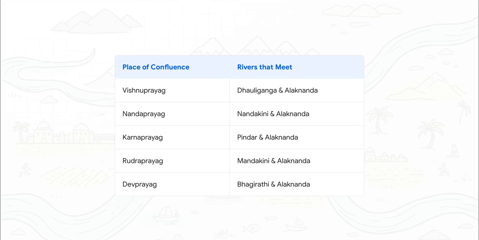You see that one constant? It's the Alaknanda River. It's like the main channel, collecting waters from the Dali Ganga, Nandakini, Pindar, and Mandakini. But the final, most crucial meeting? That happens at Devprayag. This is the moment the Bhagirathi, the original stream from the glacier, finally joins the Alaknanda, and it's only from this point on that the river is actually called the Ganga.